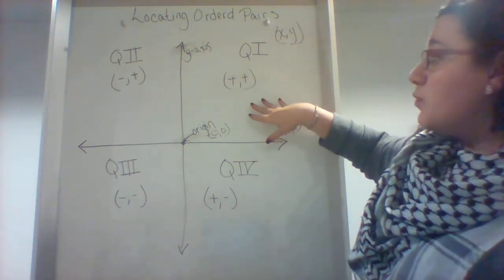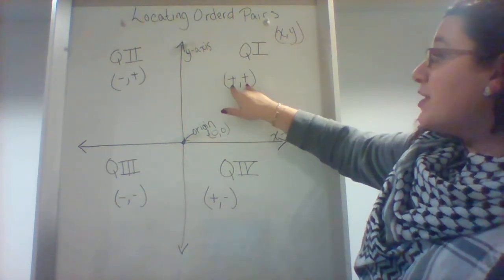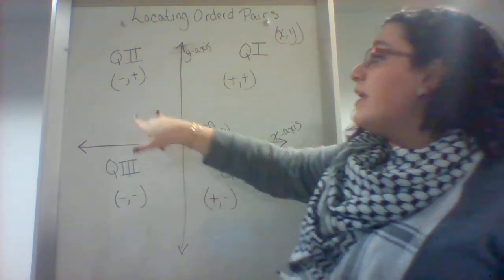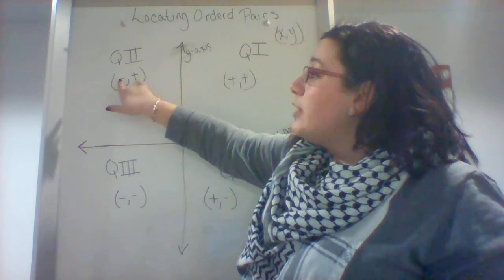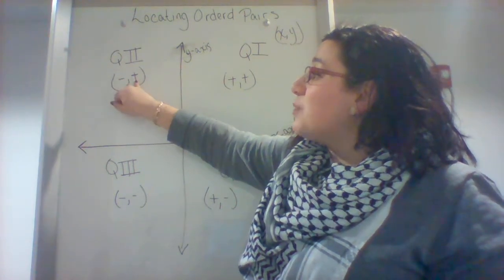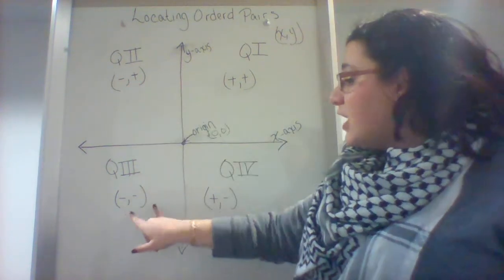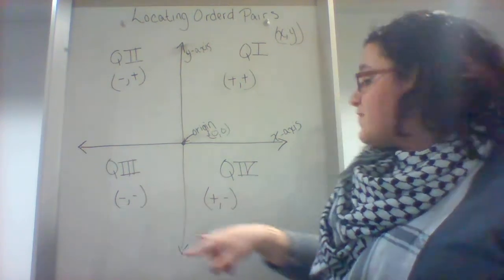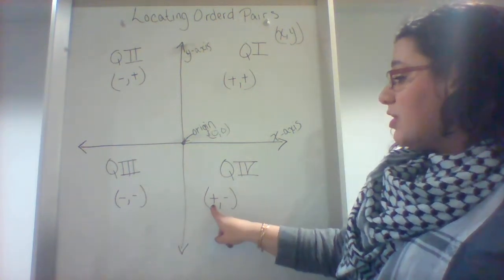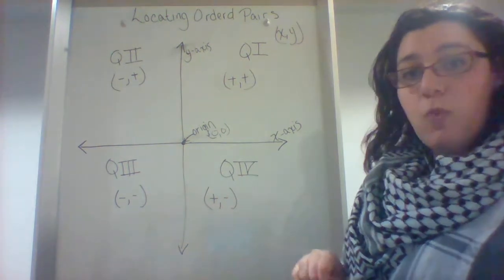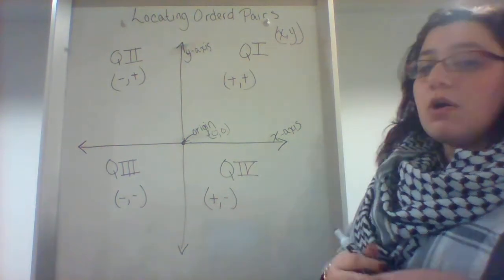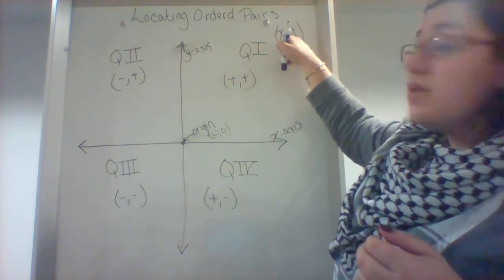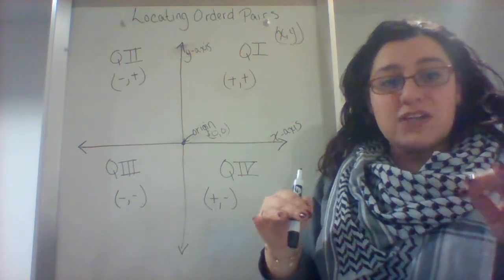If you're in quadrant 1, both your coordinates are going to be positive. X is going to be positive and Y is going to be positive. If you're in quadrant 2, your X is going to be negative and your Y is going to be positive. If you're in quadrant 3, both your coordinates are negative. And if you're in quadrant 4, you have a positive X and a negative Y. Now your coordinates always follow the same pattern. It is X, Y. It always goes X, Y.